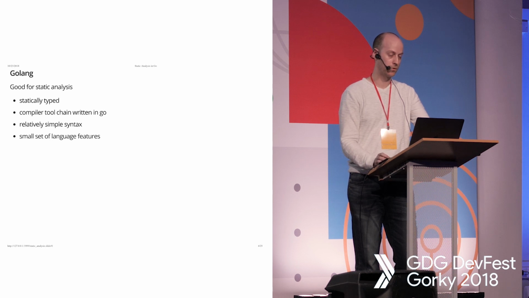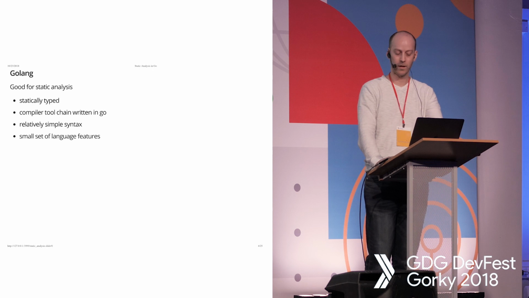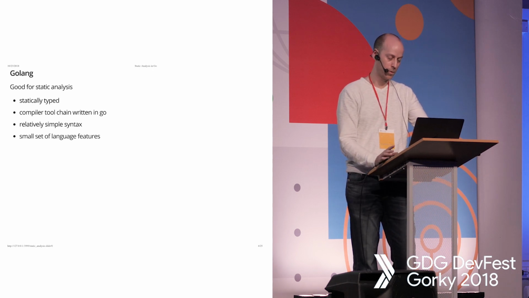Second, the compiler toolchain, specifically the parser and the type checker, are written in Go themselves, and you have access to them in the standard library, so you can write your own tools that leverage the same things the compiler uses to do sophisticated checks. And finally, it has a relatively simple syntax and a relatively small set of language features, which makes it easier to perform the analysis because you don't have to remember how many complicated features there are in the language. It's simple to reason about.